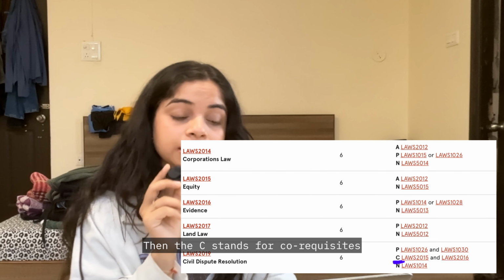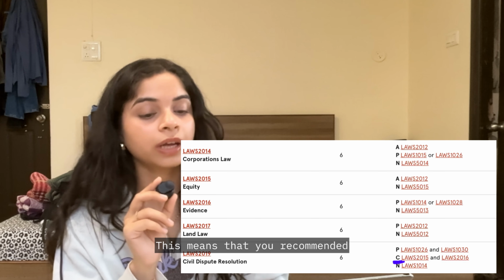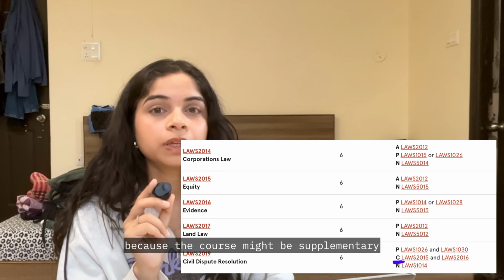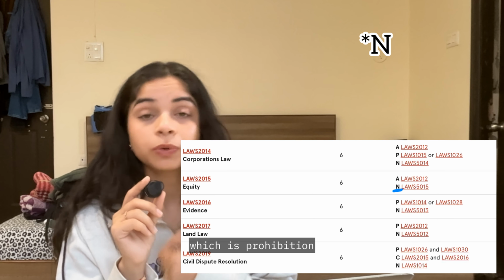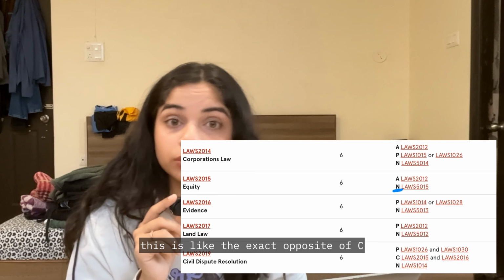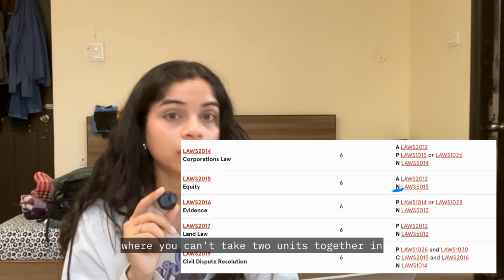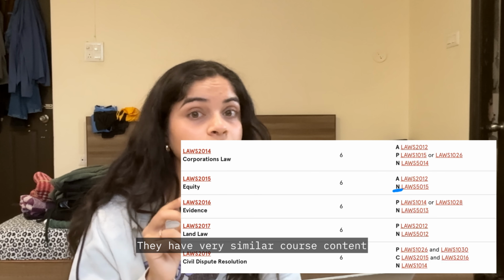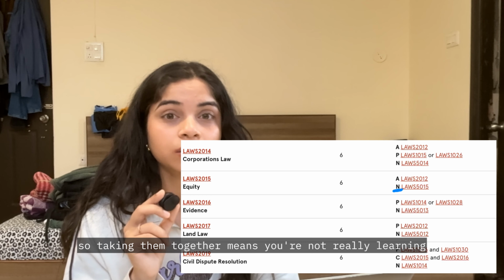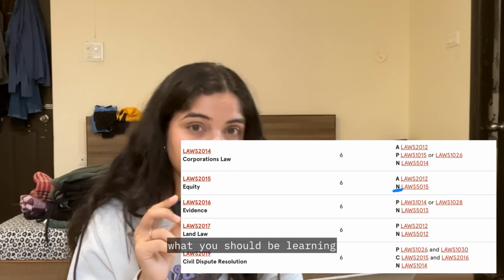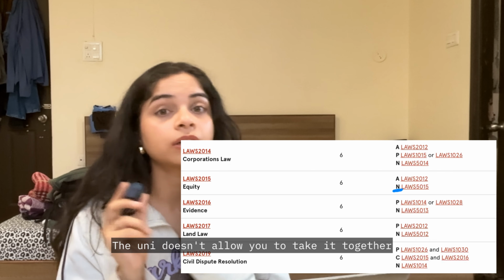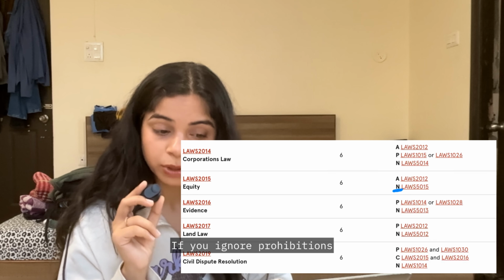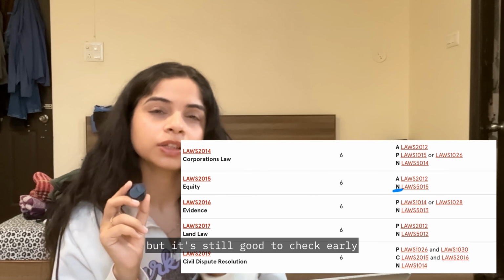Then there's C. C stands for co-requisites. This means that you're recommended or required to take 2 units at the same time because the course might be supplementary. And then there's M, which is prohibition. This is like the exact opposite of C, where you can't take 2 units together in the same semester because they have very similar course content. So taking them together means you're not really learning what you should be learning, if that makes sense. The uni doesn't allow you to take them together because they don't want you to waste your money. If you ignore prohibitions, Sydney Student will stop you, but it's still good to check.